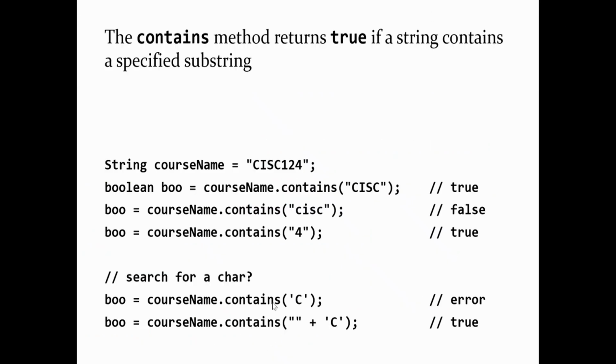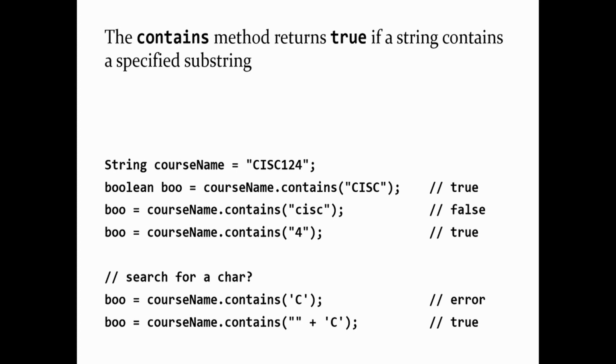If you want to search for a character, does a string contain a character? The answer is, well, you can't do it with contains. If you try to do this, your compiler will complain. It'll say there is no method called contains that takes in a char. So if you really want to use contains, you have to turn that C into a string, either by double quoting it or concatenating it with another string. An empty string plus the character C gives you back the string equal to C, and that will work.